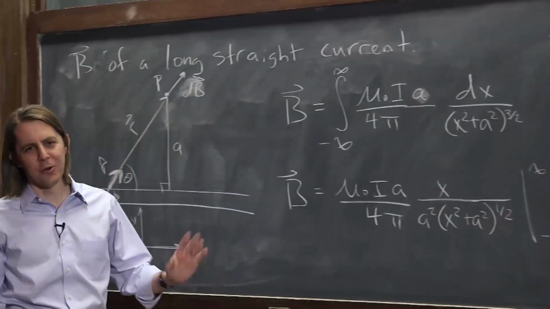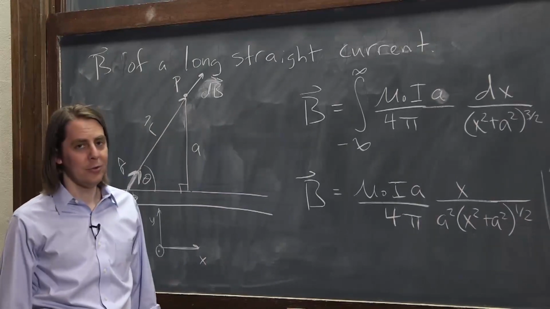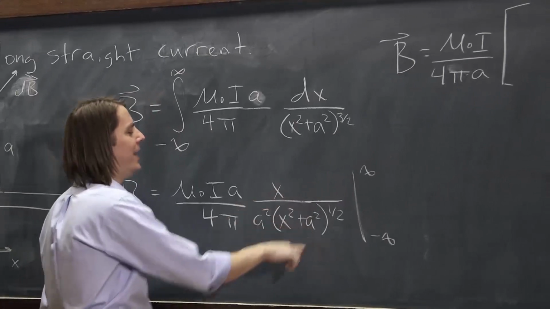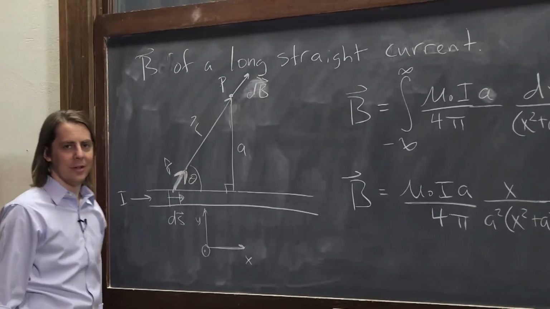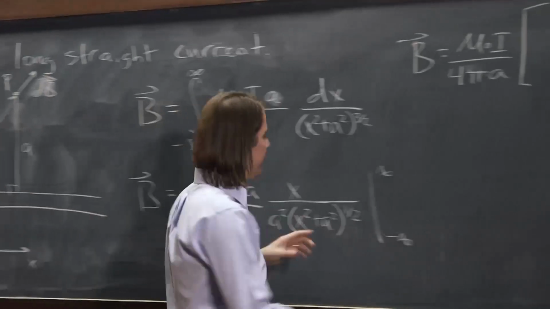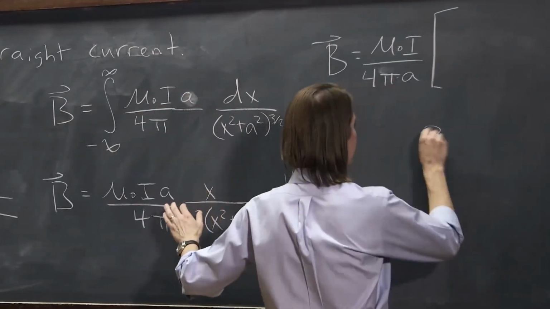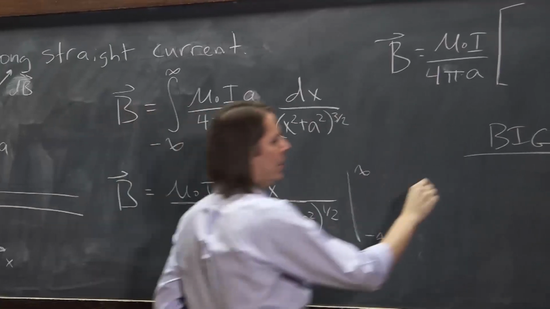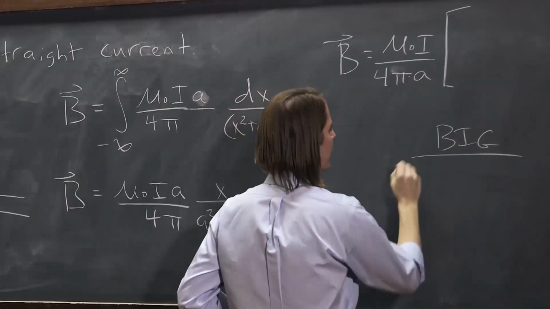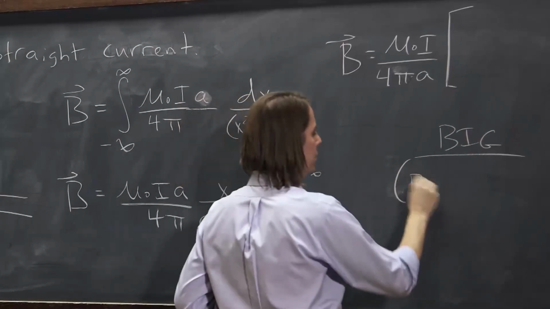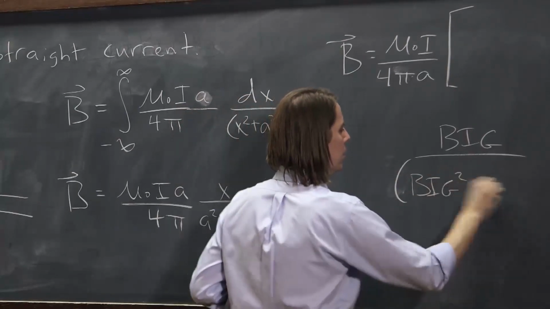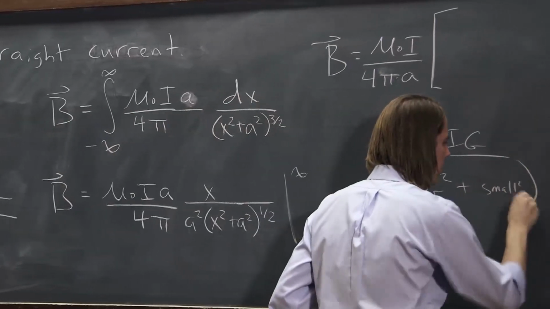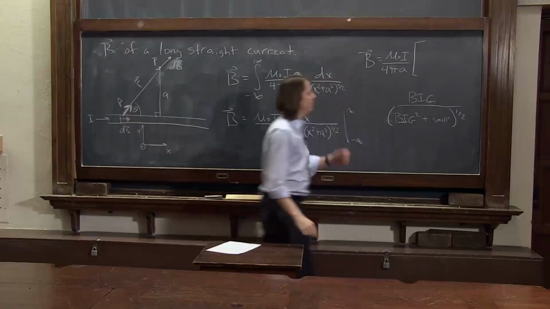Well, if you do infinity, things are going to go wrong. So let's just say big. Let's do big and little. Infinity is really big compared to a, this measly little separation. It's big, and a is small. So let's think, what if we plugged in big over the square root of big squared, which is really big, plus small squared, to the 1/2? What would that be?